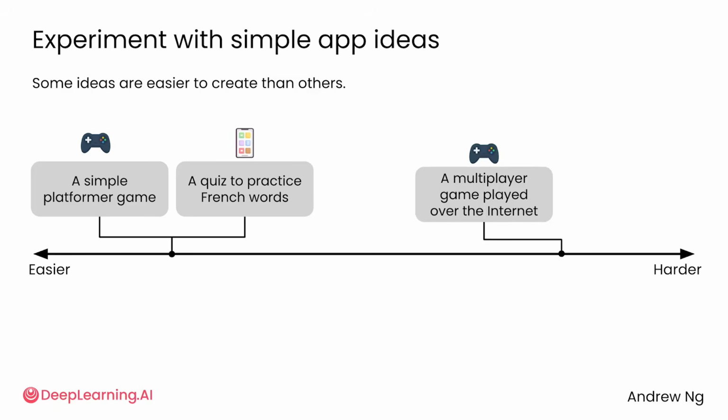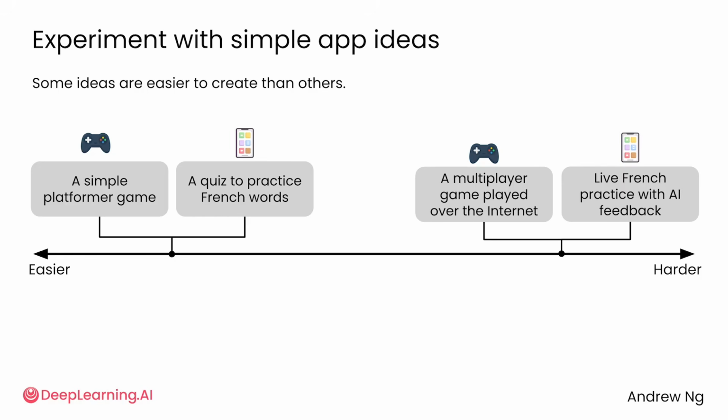In contrast, a multiplayer game played over the internet would be harder and much more complex, or live French practice with AI feedback would also be harder to build. It takes a while to hone intuition about what is easy for AI to build and what is hard for AI to build. If you're not sure, I encourage you to just try it out, and the worst thing that could happen is it doesn't work and you start to hone your intuitions about what's hard.